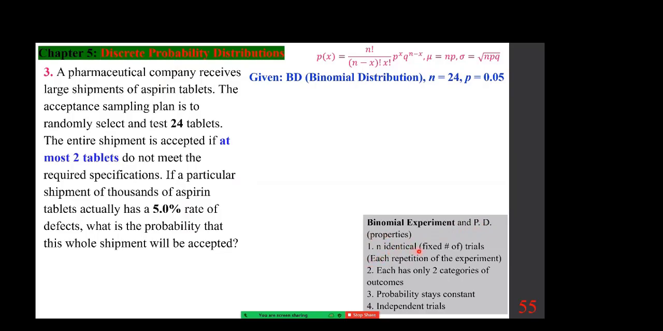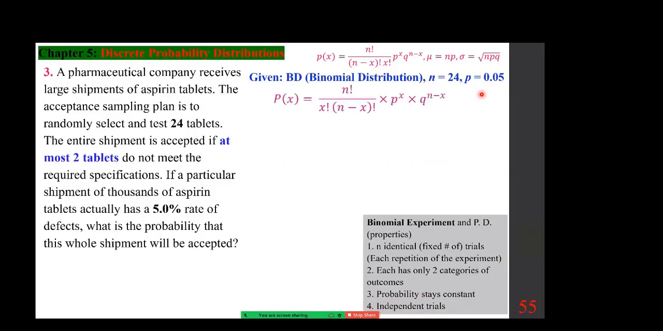We have n identical trials. Each repetition of the experiment is a trial. Each has only 2 categories, like true, false, tails, heads, defective, not defective. Probability stays constant, and they are independent trials. This P is called the probability of success. It doesn't mean anything positive. It's just a wording that is used by statisticians.